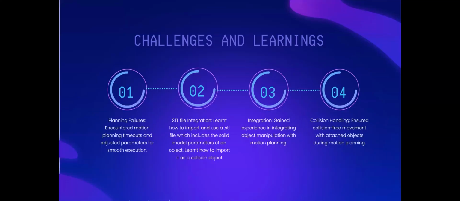These are the challenges that I faced during the project. So the first was the planning failure. Initially, when I was planning out the path of the robot, there were many instances where the robot's trajectory was moving haphazardly. It wasn't a smooth trajectory. It was shifting from one specific angle to another instantly, which was causing failures.